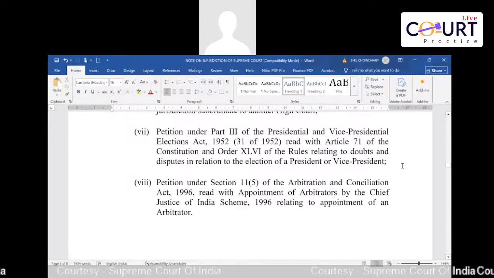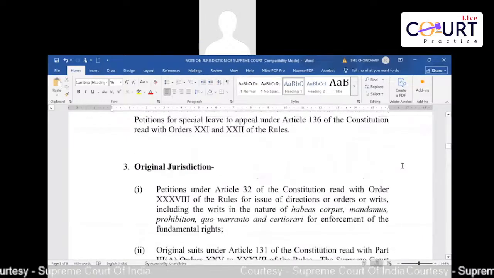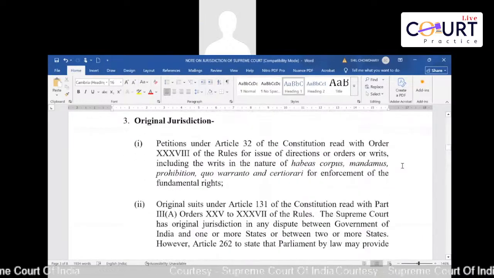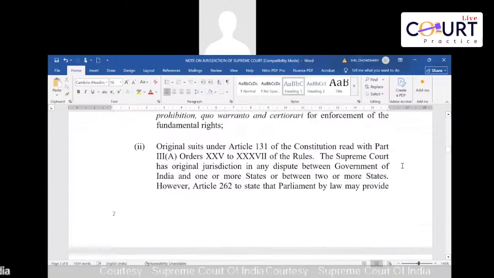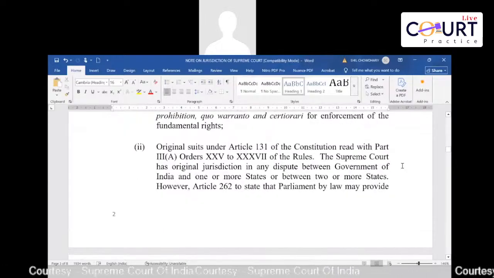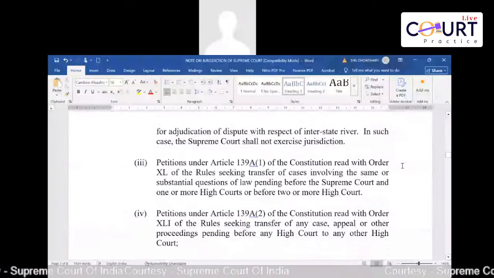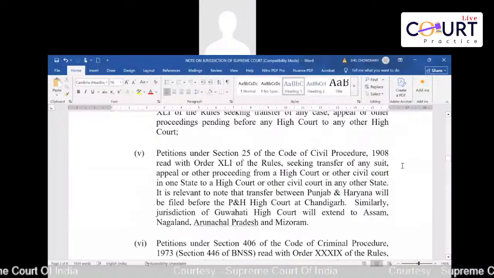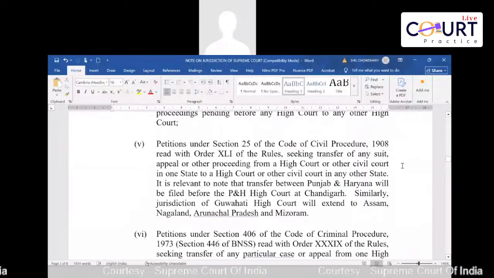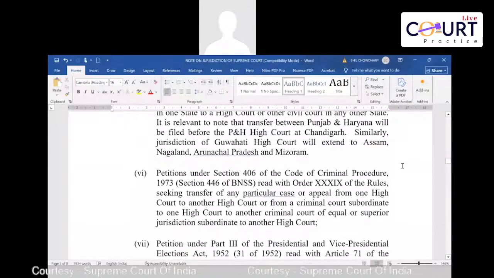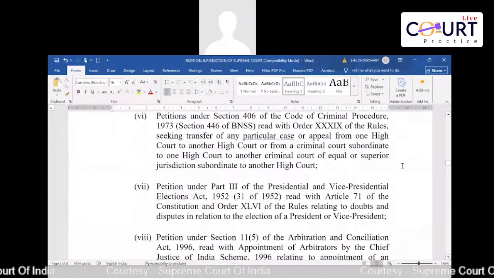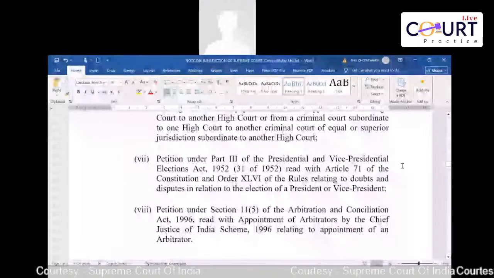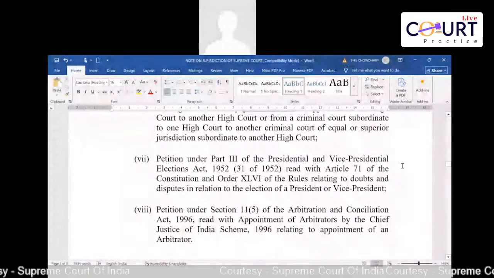So we have 8 categories of original jurisdiction, which we have discussed. That is, petitions under Article 32, suits under Article 131, then petitions seeking transfer under Article 139A(1), petitions under Article 139A(2), then transfer petitions under Section 25, transfer petitions under Section 406, now 446 of the BNSS, challenge to the presidential and vice presidential election, and appointment of an arbitrator in case of international commercial arbitration.